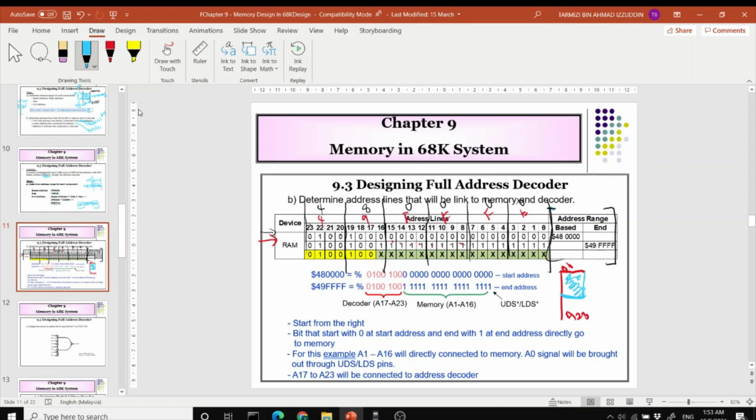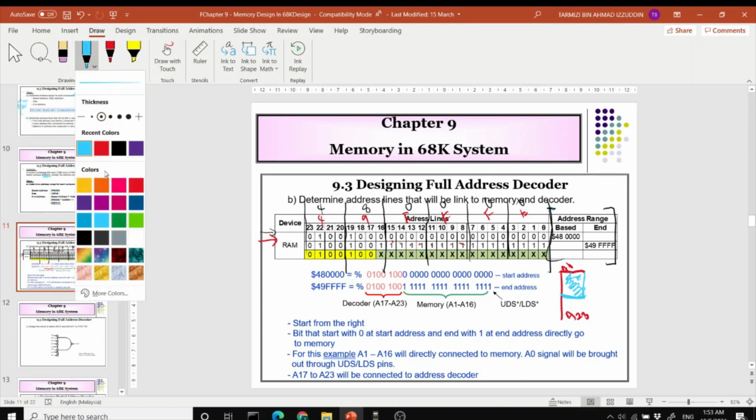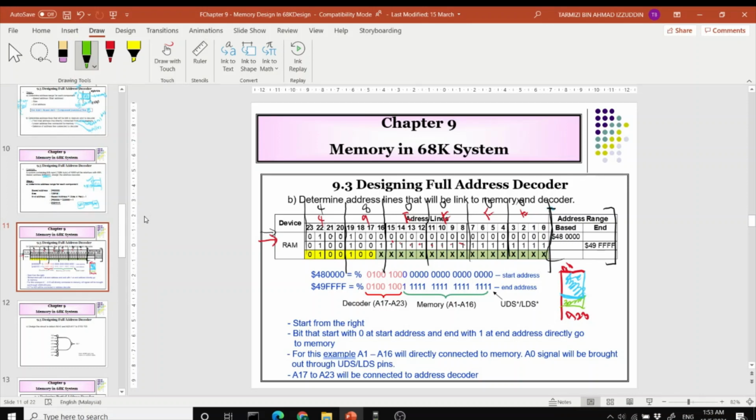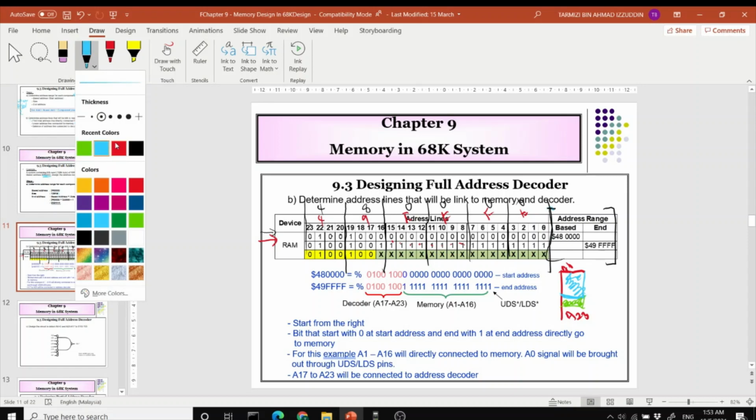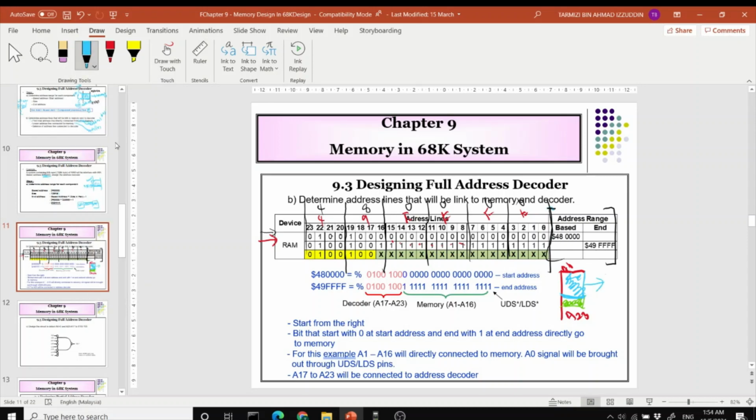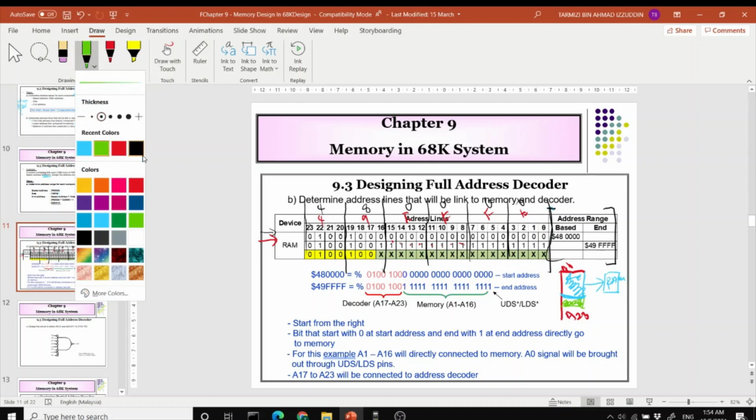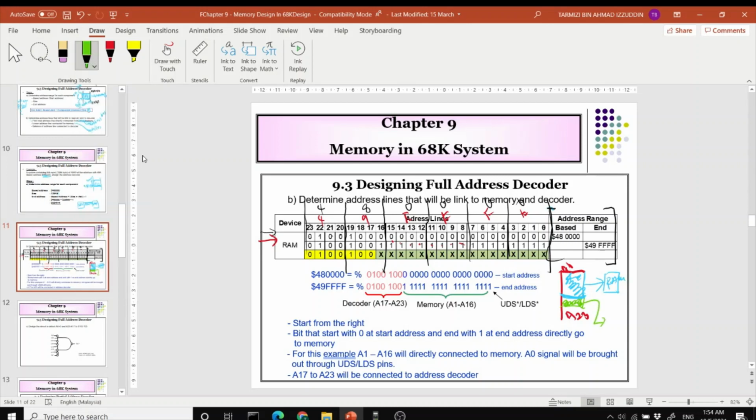The remaining address pins, let's put this in green, will be connected to your decoder. So this blue part here will be connected to your memory, your RAM or your ROM, and this green part here will be connected to your decoder. So you got to remember this.